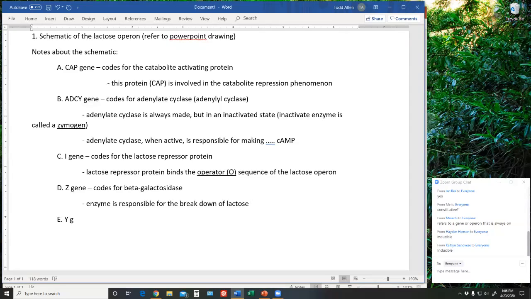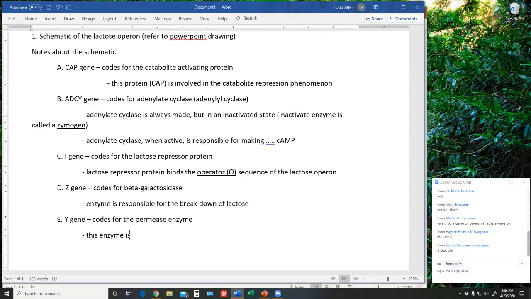The Y gene, as in why the hell do I have to know all of this? The Y gene codes for the permease enzyme. This enzyme is responsible for bringing the lactose sugar into the cytoplasm of the cell. The permease enzyme facilitates the transport of lactose in the environment outside the cell through the cell wall and plasma membrane of the bacterial cell to get it into the cytoplasm.